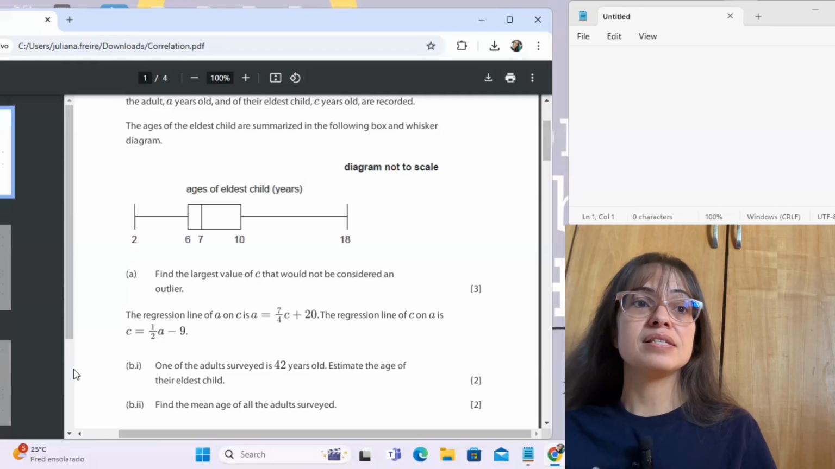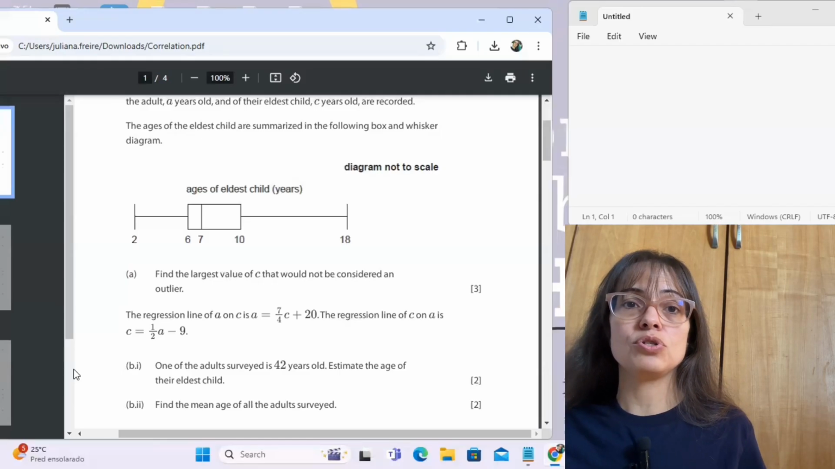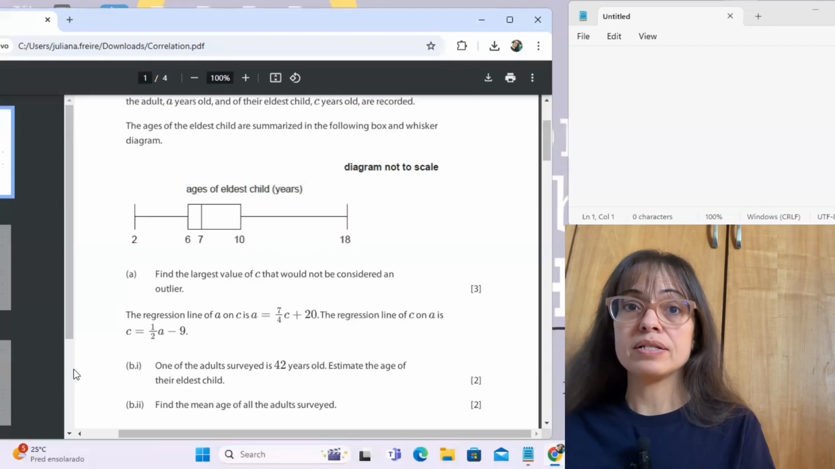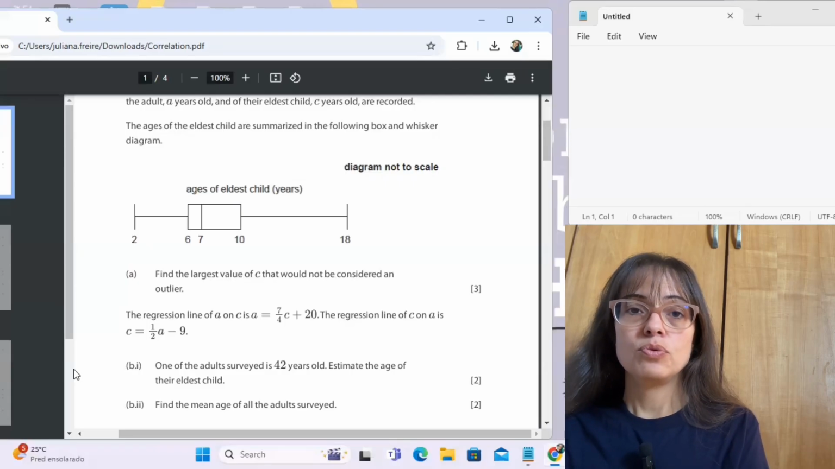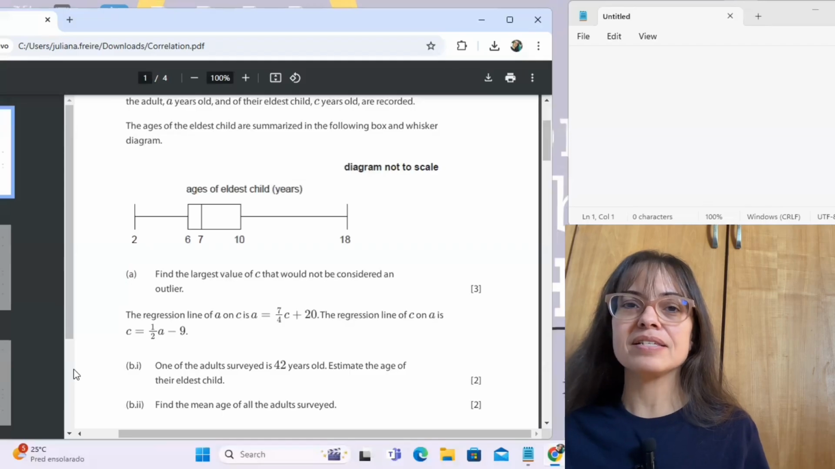So what this is testing is if you're going to substitute A equals 42 and find the value of C in the correct equation, because he's giving you A and asking you for C, which means that A is independent, C is dependent, which means that you have to use the second equation that he gave you. Because if you use the first one, you will find a kind of similar value, but it's not going to be exactly the same. So it's going to be wrong. This is exactly what he's testing here, if you know which one of the regression lines to choose for this type of situation.